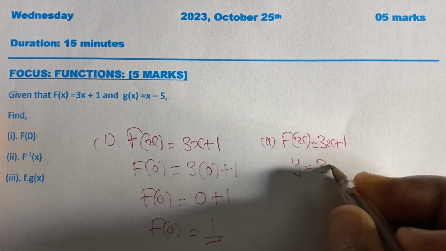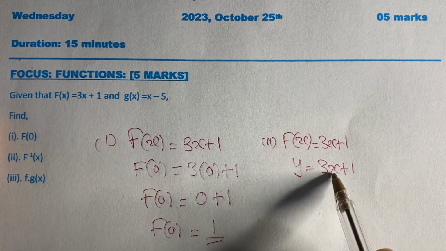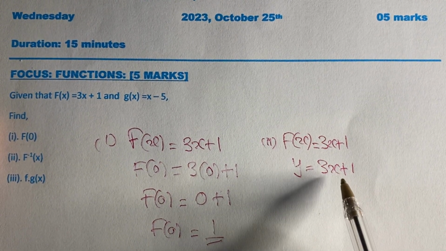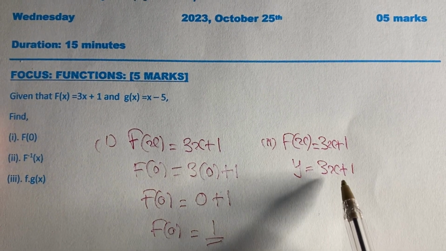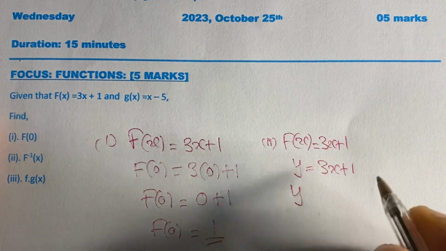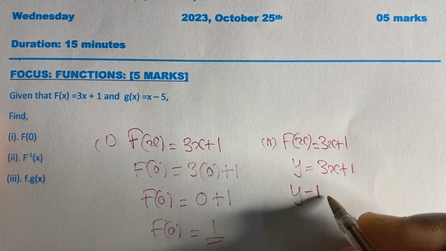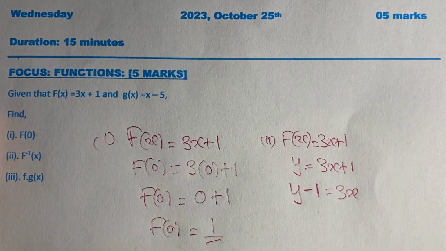Then we say 3x and then plus 1. Our target is x, which we need to leave alone on one side of the equation, mathematically known as the subject of the formula. So we're going to say y, and we're going to get rid of the 1 by letting it become negative 1 when it crosses over the equal sign. Then this is going to be 3x.